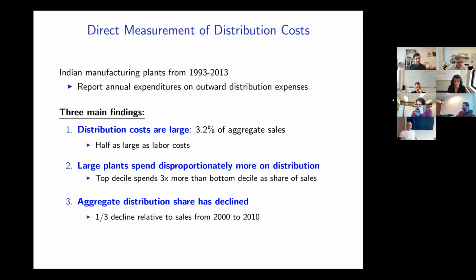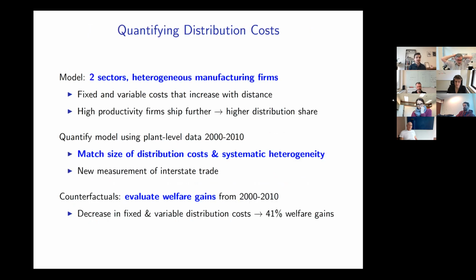Now, when you see a big cost component of firms falling over time, you might think that this might signify that distribution became cheaper and there might be aggregate gains from this. But in order to answer that properly, we really need a model to do that.